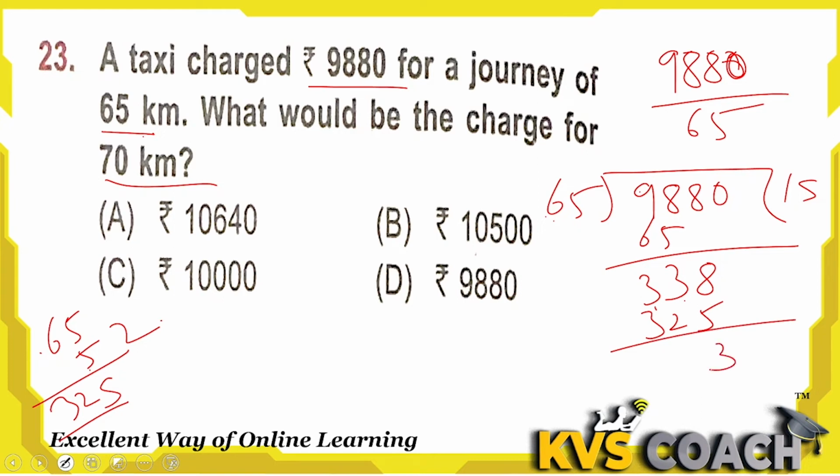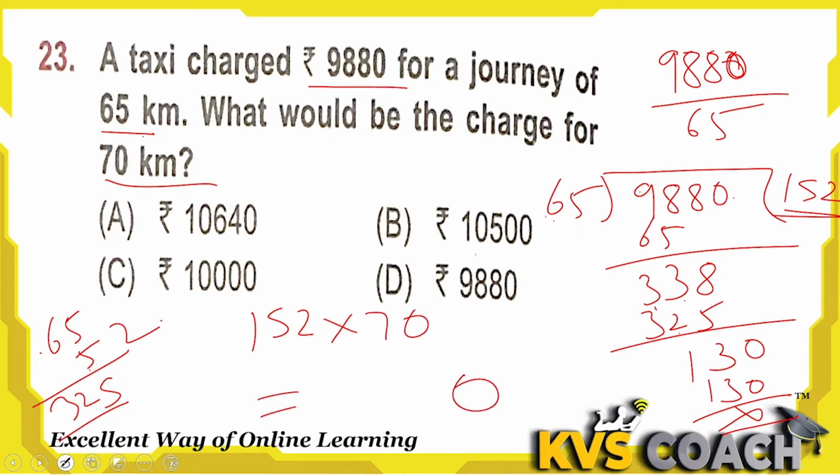So 8 minus 5 is 3, 3 minus 2 is 1, and 0 is carrying here. So 65 2s are 130. Okay, so 152 is the 1 kilometer charge. So the 70 kilometer charge is: 7 2s are 14, 1 carrying here. 7 5s are 35 plus 1, 36. 3 carrying here, 7 plus 3, 10. So 10640. This is the right answer here.